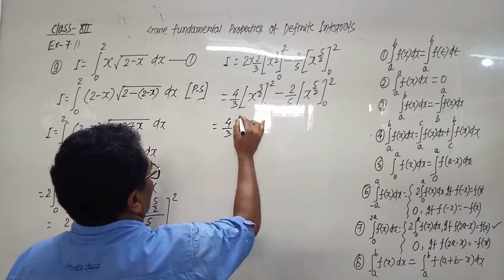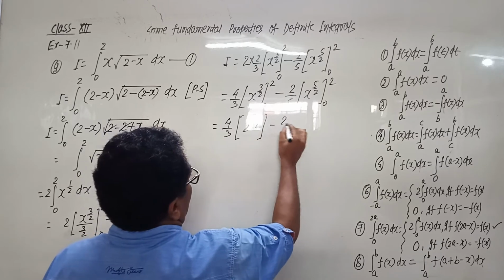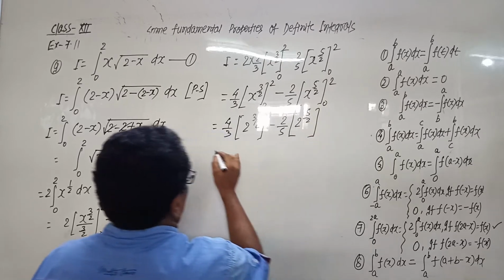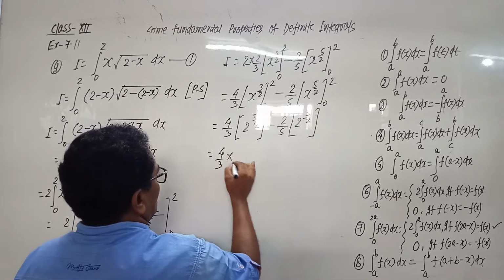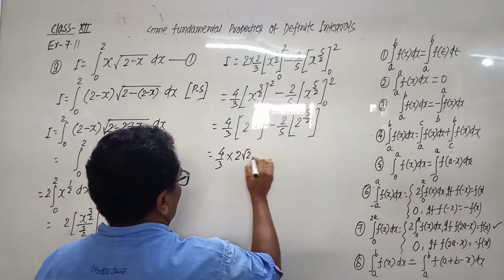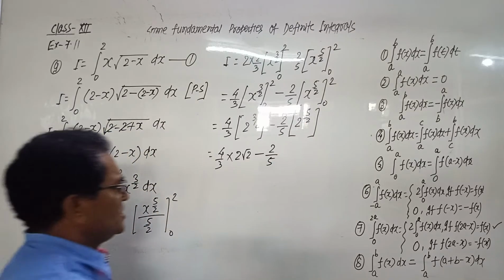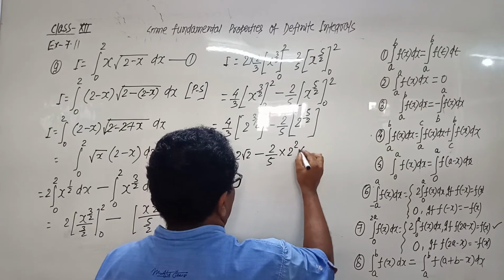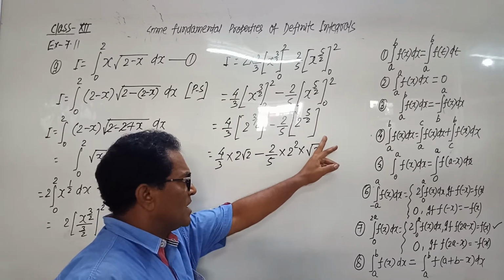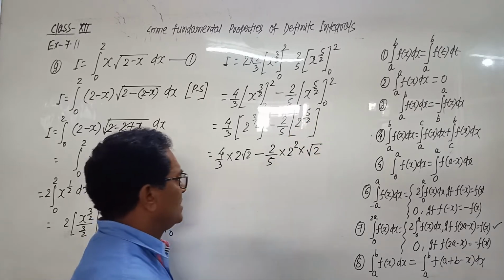So 4 by 3, this becomes 2 raised to the power 3 by 2 minus 0 minus 2 by 5 and this becomes 2 raised to the power 5 by 2. So 4 by 3 into 2 raised to the power 3 by 2 is written as 2 root 2 minus 2 by 5 and 2 raised to the power 5 by 2 is written as 2 square into root 2. Because root 2 means 2 raised to the power 1 by 2, and power 1 by 2 plus 2, 1 by 2 plus 2 we get 5 by 2.